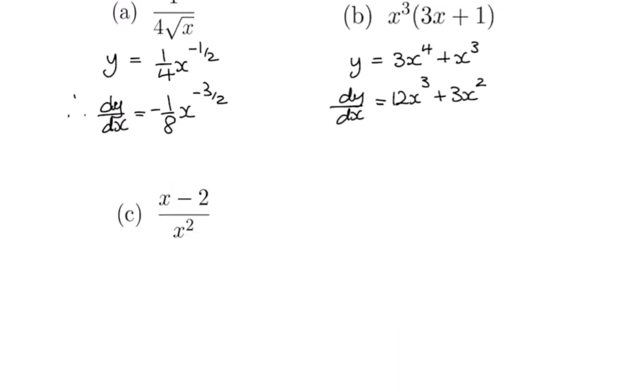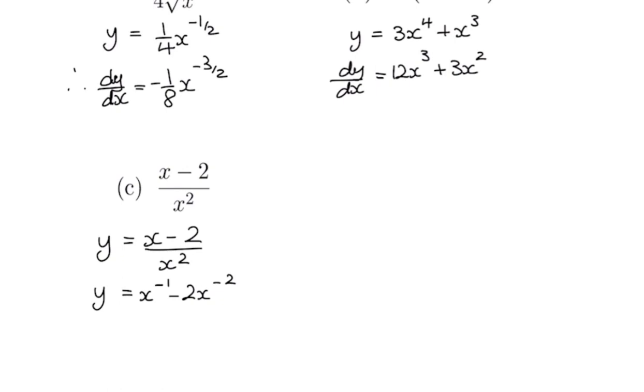And the last one, again, we're just going to simplify that. We're going to let y equal x minus 2 over x squared. So we're going to simplify that. X divided by x squared, of course, is x to the negative 1, and that's minus 2x to the negative 2. And we're going to differentiate that. So we're going to get dy dx equals negative x to the negative 2, then plus 4x to the negative 3, then multiply and decrease.